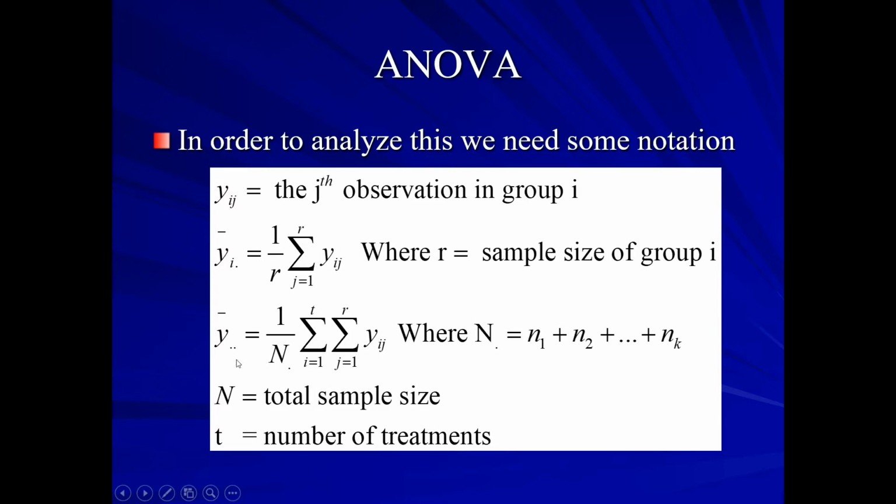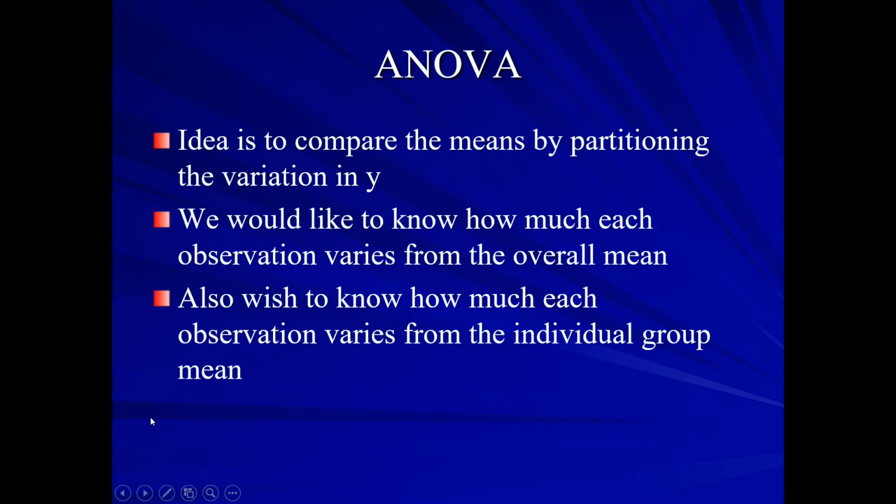Y bar dot dot, we're going to define that to be the overall mean of the data. So 1 over the total sample size times, here we're going to sum across the treatments and replications. In other words, we're going to add up all of our observations. We're going to divide by how many we've got in total. So N is our total sample size, and T is going to be our number of treatments.